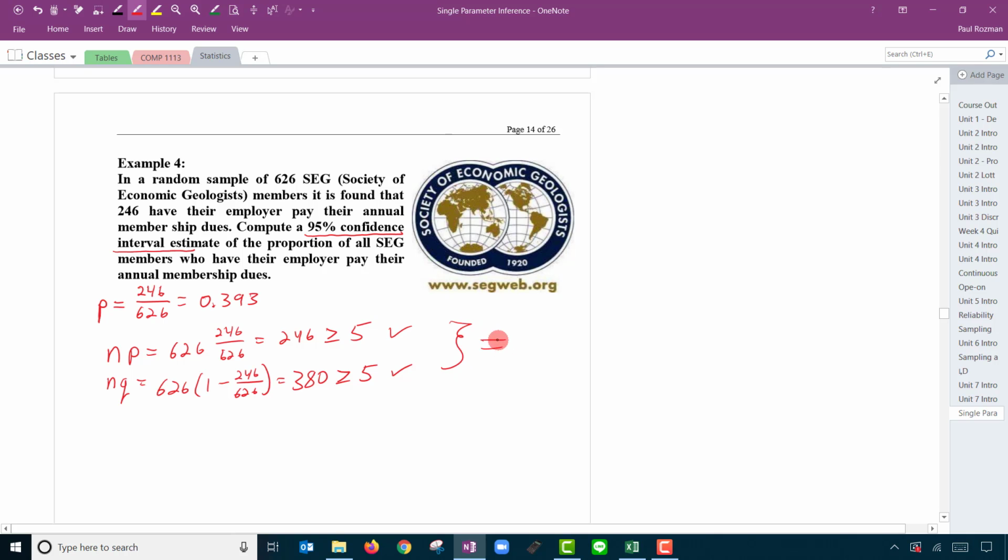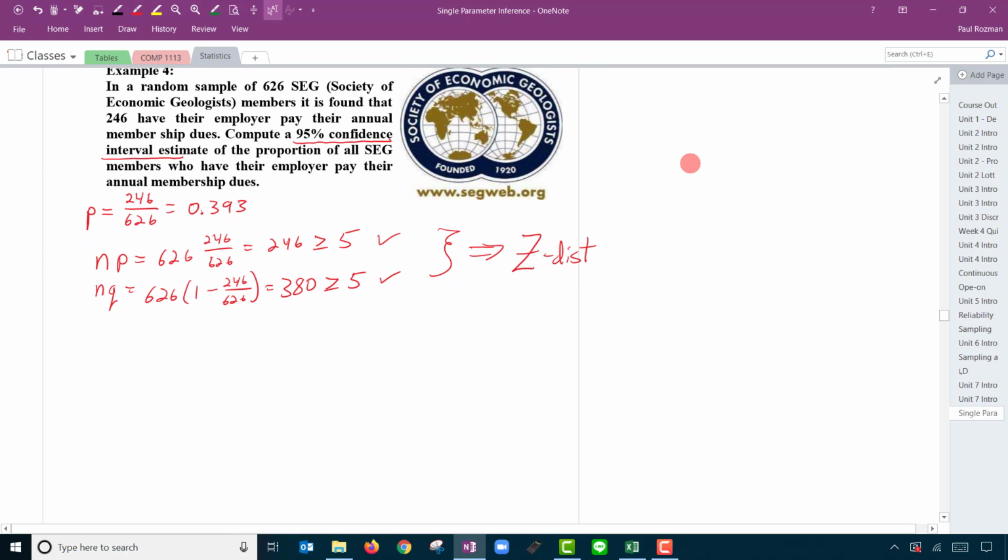This tells me that I get to use the Z distribution. The sample proportions are following a normal distribution. And that allows us to use the formula that we came up with up above. The error is a Z score, or critical value, times the standard error, which is the square root of p times 1 minus p all over n. Now, this formula is really easy to calculate. We just have to figure out what the Z score is.